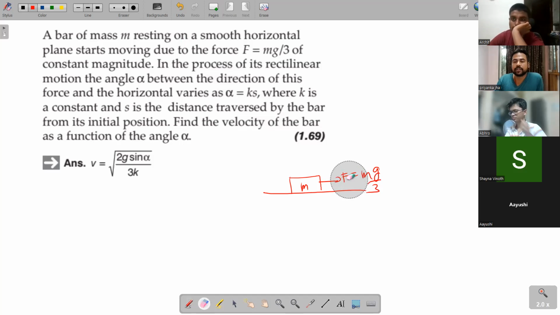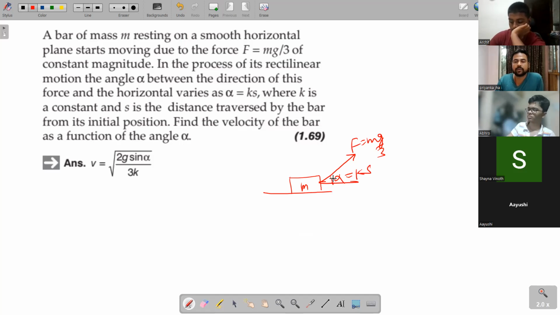Okay, so magnitude is constant, but the direction is not: at some angle this force was applied, and that angle alpha is varying like k into s. S is the distance traversed by the bar, so the more distance it travels, the more alpha will be. Find the velocity of the bar as a function of angle alpha. That's very simple now.